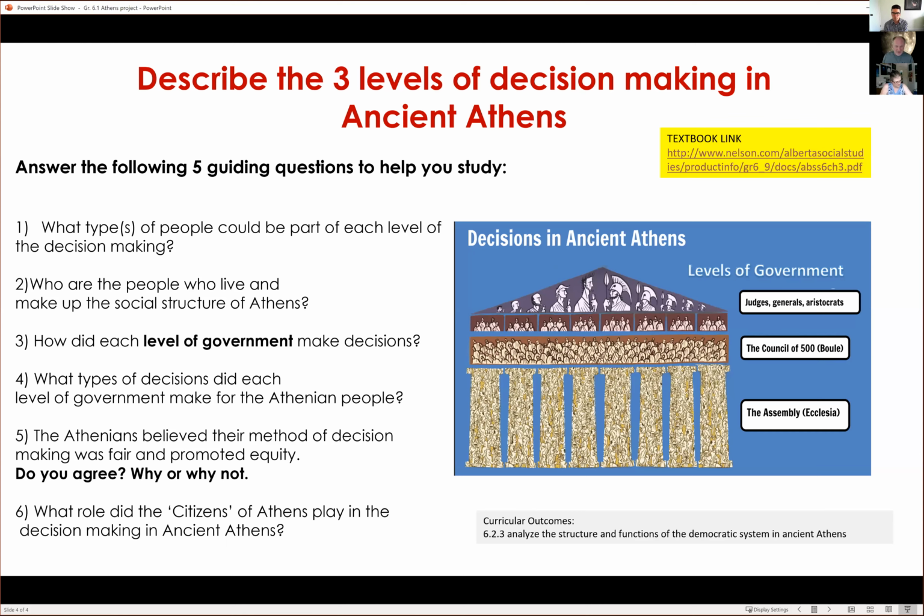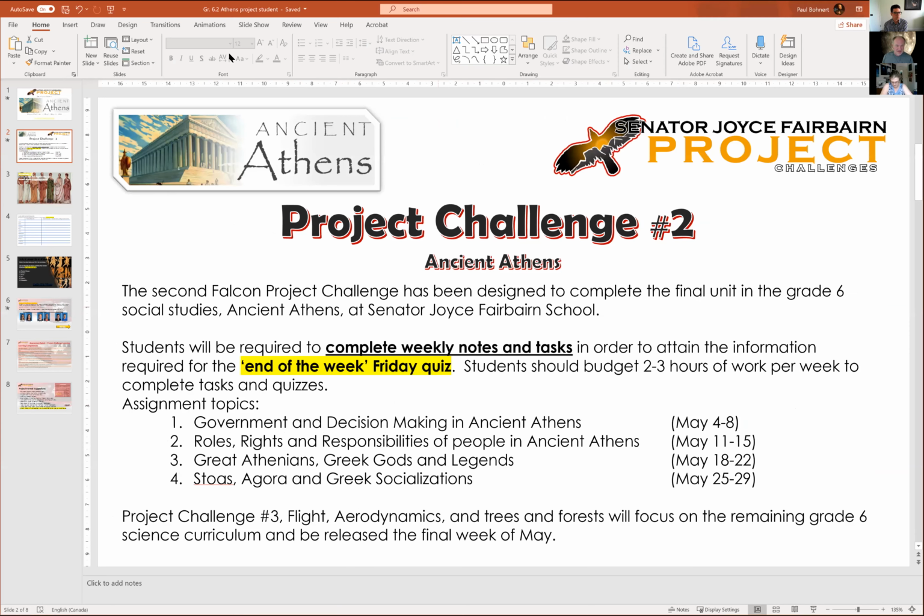So that would be the start of my 6s. I'll show you what 6-2, or what I call 6-2, looks like. And you can see the consistency of the formatting so that students don't get lost in the whole process of this. So this is the second one, which would be the roles, the rights, and responsibilities of the people of ancient Athens.